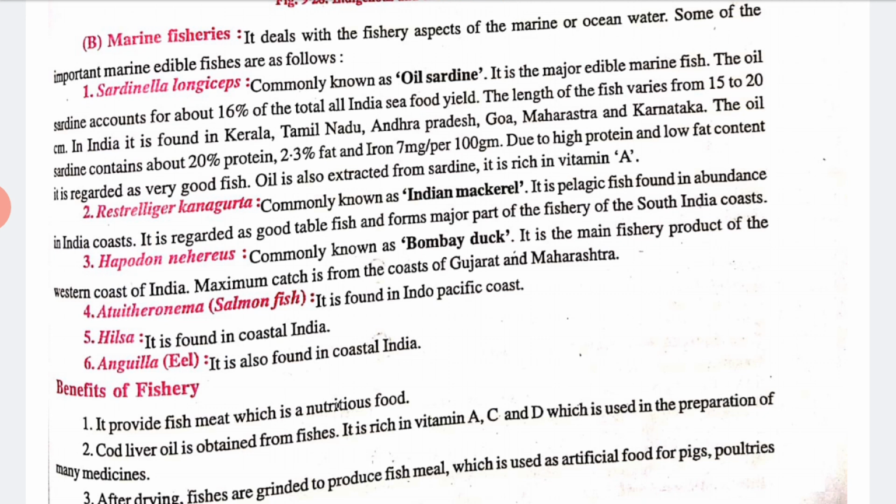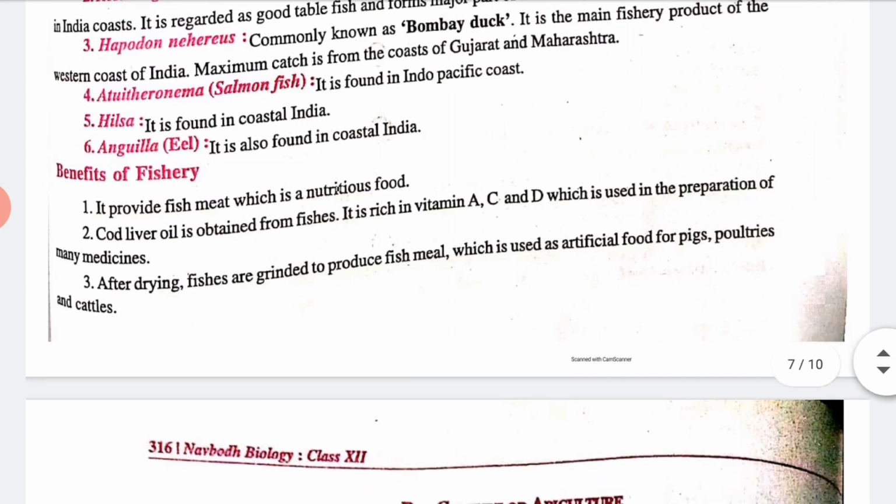The benefits of fishery: it provides fish meat, which is nutritious food, right? Cod liver oil is obtained from fishes. It is rich in vitamins A, B, C and D, which is used in the preparation of many medicines. After drying, fishes are ground to produce fish meal, which is used as artificial food for pigs, poultry and cattle also. So this is all about fish culture.